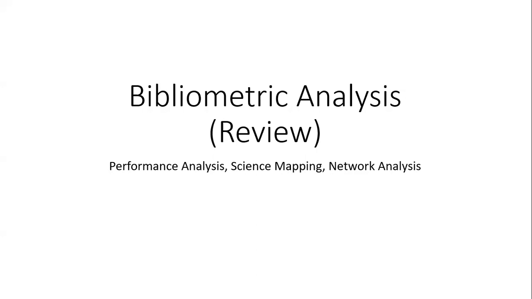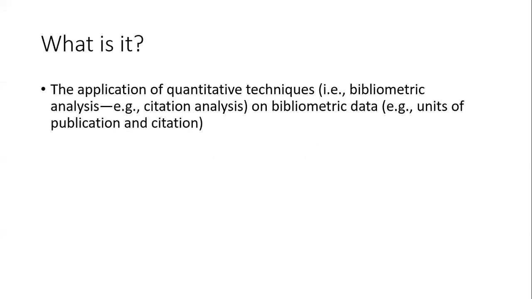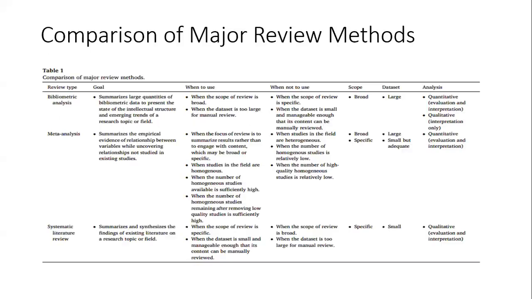We will then be able to come up with the themes that are emerging from this kind of research. So what is bibliometric analysis? It is the application of quantitative techniques. For example, bibliometric analysis is about citation analysis on bibliometric data, which is units of publication and citations.